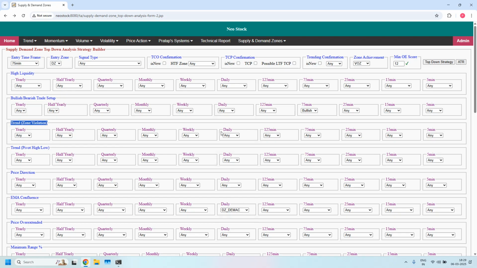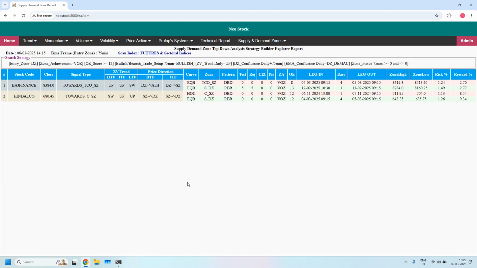And the trend on the daily should not be sideways. It can be uptrend because it is bullish trade setup. Something wrong. Oh, sorry. Sorry for the mistake. Both are having, because both are supporting uptrend only. This is, we are checking ITF, right? ITF is always uptrend in the bullish trade setup. Sorry, I looked into the HTF. So that's why I made a mistake.